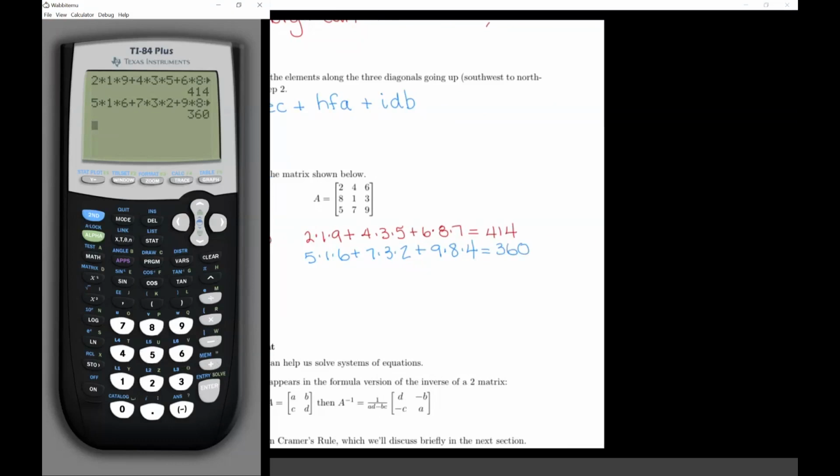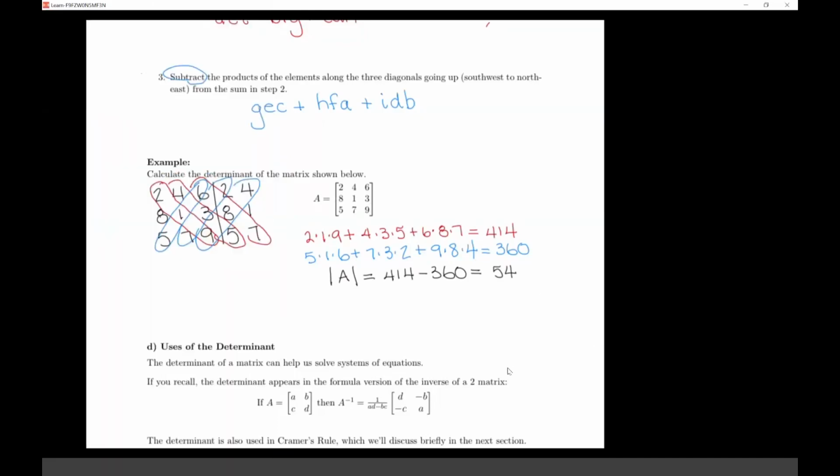And again, if I want the determinant of A, that's going to be the downward diagonals minus the upward diagonals. So I can do that here. And I get a determinant of 54. You'll notice, depending on the numbers in here, these numbers are all positive. They're a bit large, so your determinant is going to be a bit large.